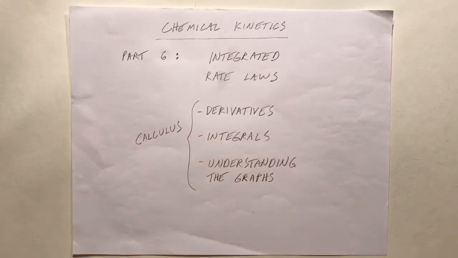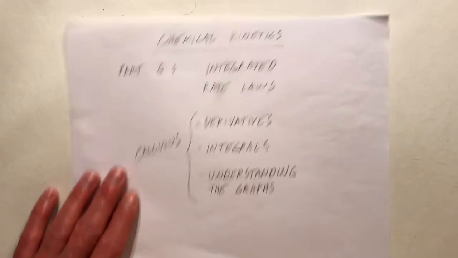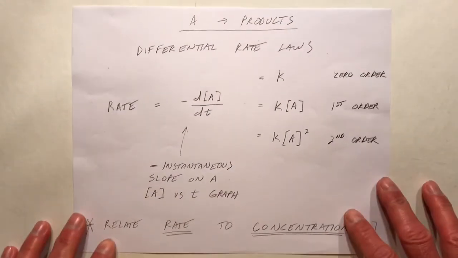Chemical Kinetics Part 6. We're going to take a look at integrated rate laws and consider derivatives, integrals, and understanding graphs in relation to calculus. You don't have to know calculus to be able to do chemical kinetics, but I think it is worthwhile to understand why calculus works here and to at least trust that the integrated rate law expressions come from somewhere.